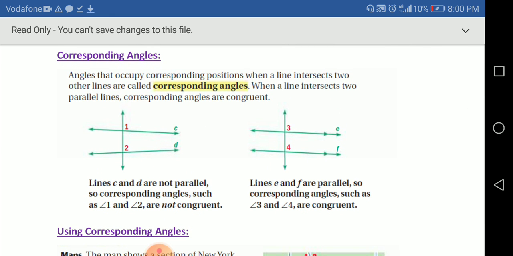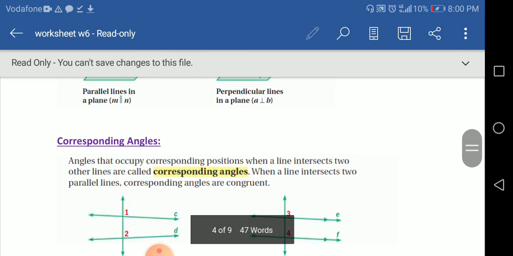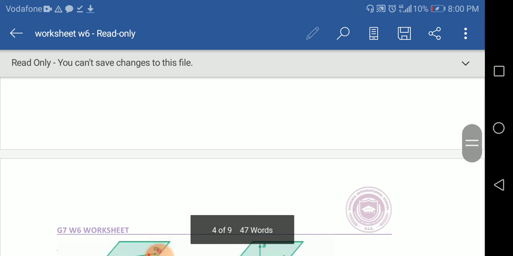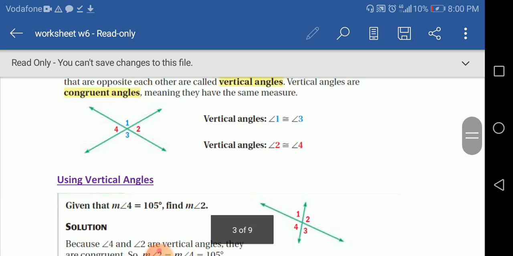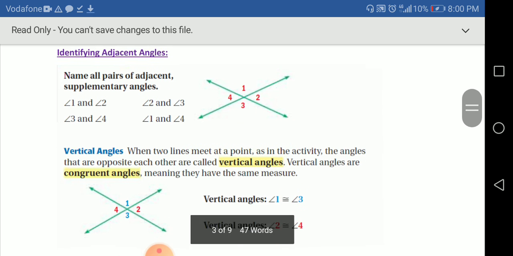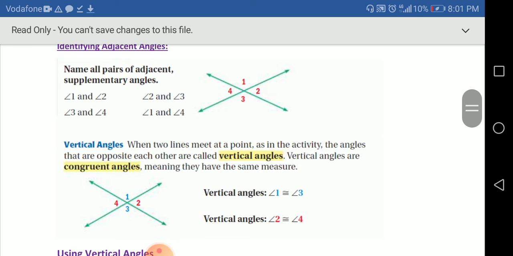What about corresponding angles? Angles that occupy corresponding positions. Okay, so let's stop at this point. The vertical opposite angles, the adjacent, the supplementary, and the complementary, we will continue next session.